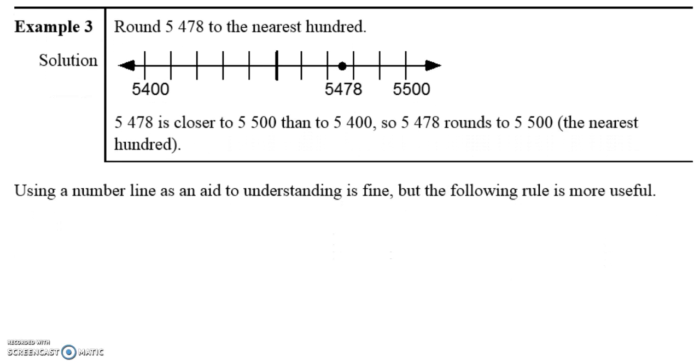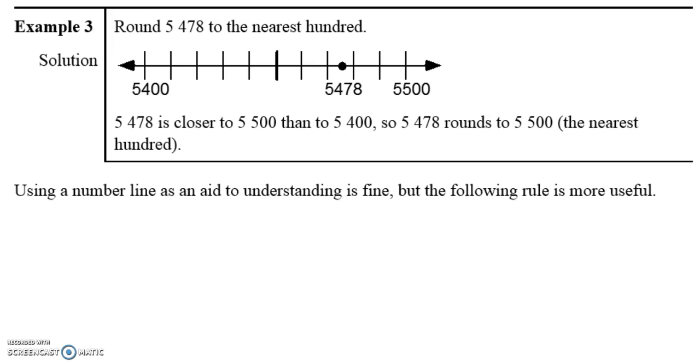For example 3, we have a larger number into the thousands, but if we want to round it to the nearest hundred, what we can do is make 5,400 and go up by tens. And we've got 5,478, and we can see that it's going up to closer to 5,500. And pardon me, we're going up by 100, 200, 300, 400, and so on.